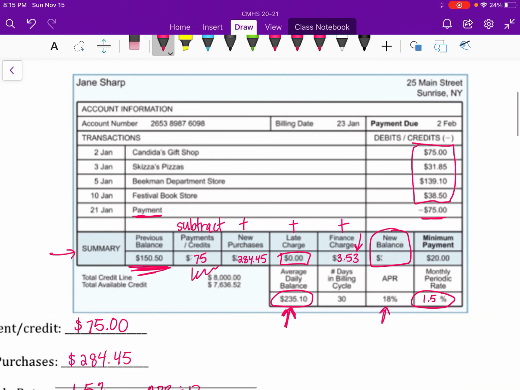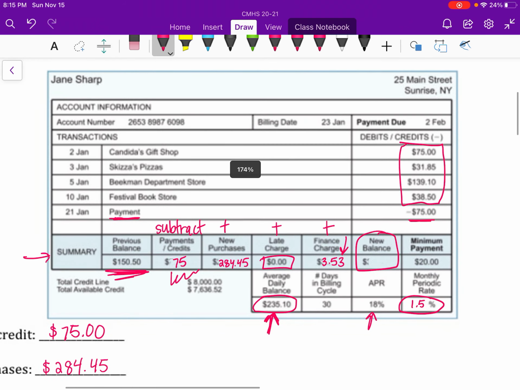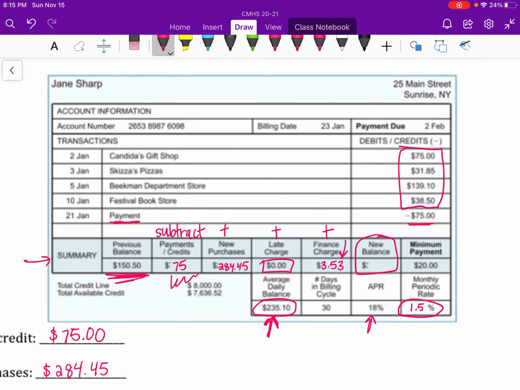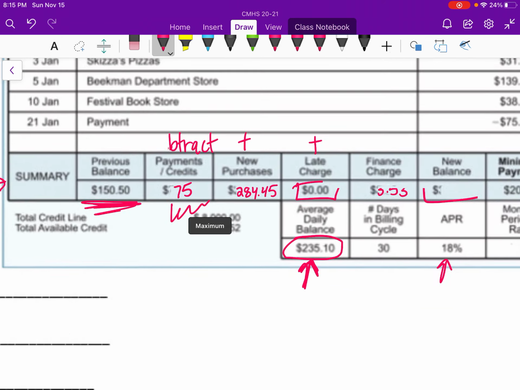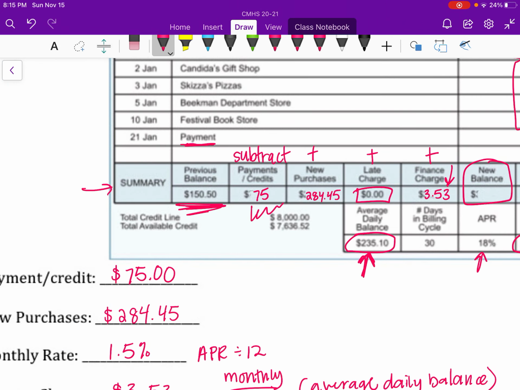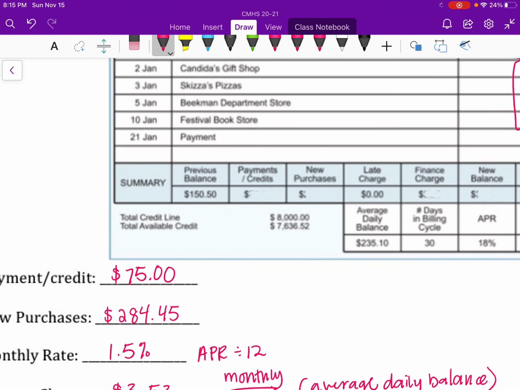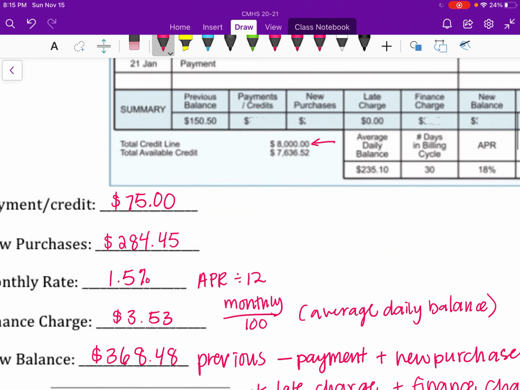So that is what a credit card statement looks like, and what the info is there. Here is the other thing I want to talk about, the total credit line. So let me erase these things. Total credit line. It is right here. Total credit line is $8,000, which means that's how much a person has to spend. That is their max. So their max is $8,000.